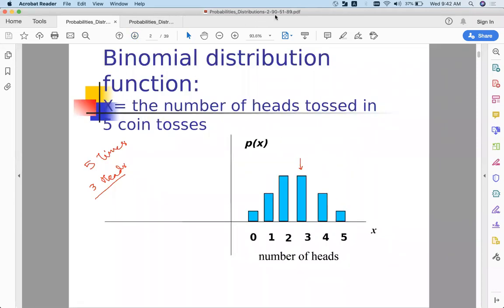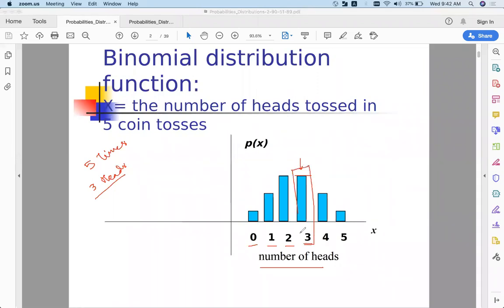So what I'm explaining here is this particular bar here, which means this is 3. So on the x-axis is the number of heads, and what I have is the probability of that exact number of heads. Now this one we already solved, right? So the answer is 31.25%.